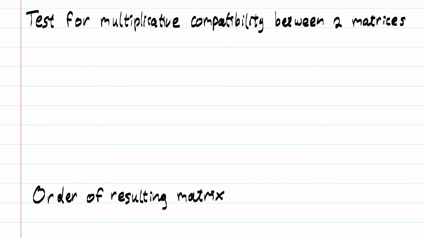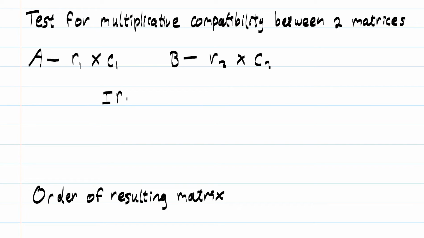Okay. So the short way to know if two matrices are compatible for multiplication is to compare their order. Let's take one matrix A, which has order R1, C1, and let's take matrix B, which has order R2 and C2. If the number of columns in the first matrix is equal to the number of rows in the second matrix, then these two matrices can be multiplied together. And the order of the resulting matrix will be the number of rows from the first matrix versus the number of columns from the second matrix.